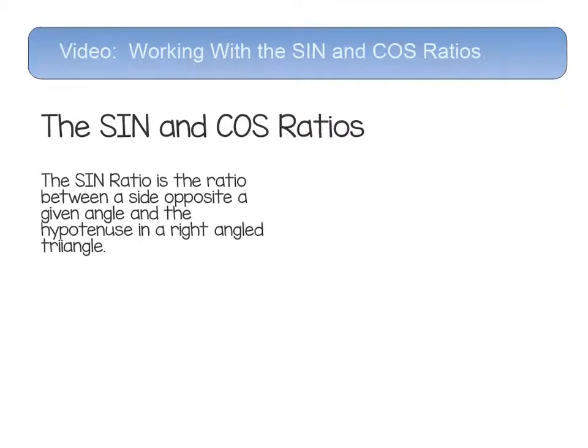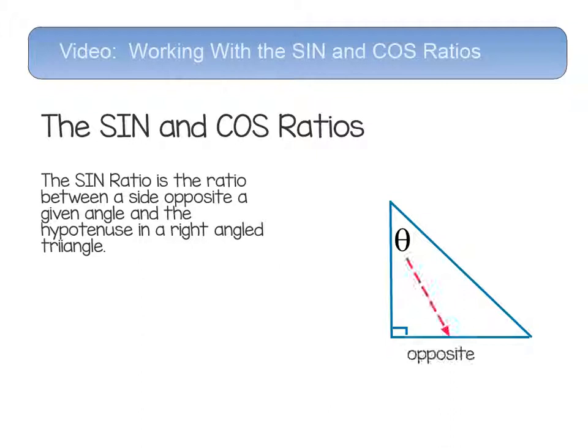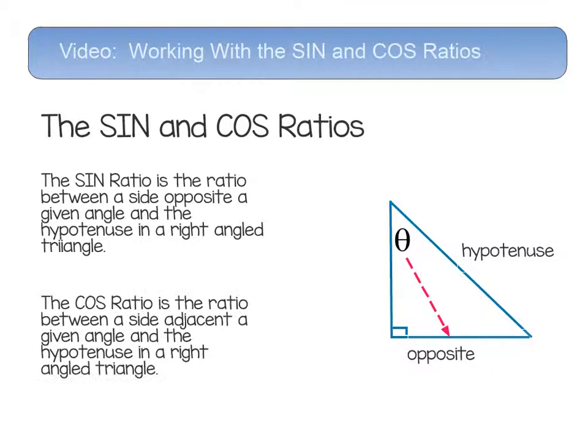The sine ratio is the ratio between a side opposite a given angle and the hypotenuse in a right-angled triangle. The cos ratio is the ratio between a side adjacent to a given reference angle and the hypotenuse in a right-angled triangle.